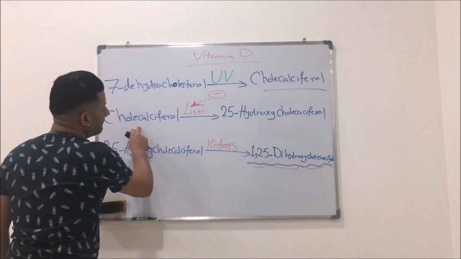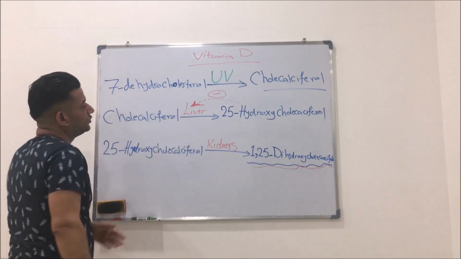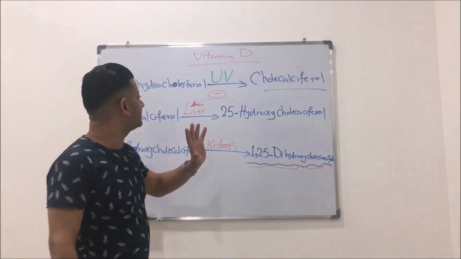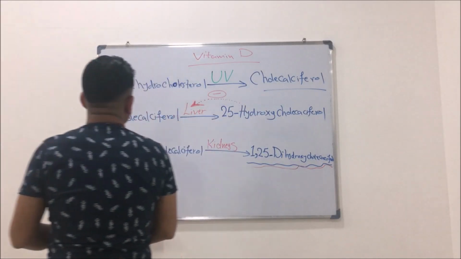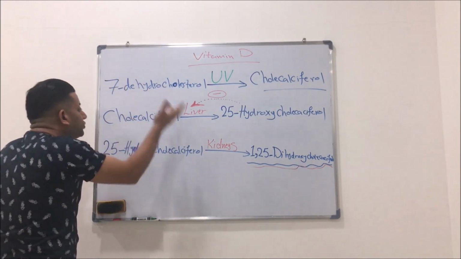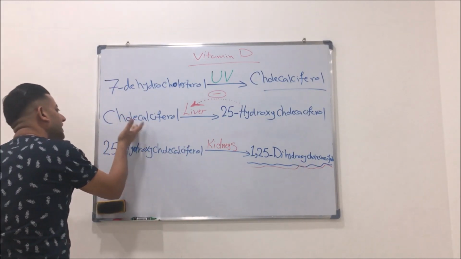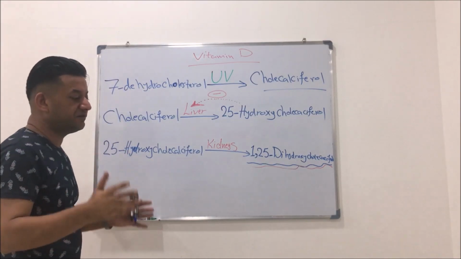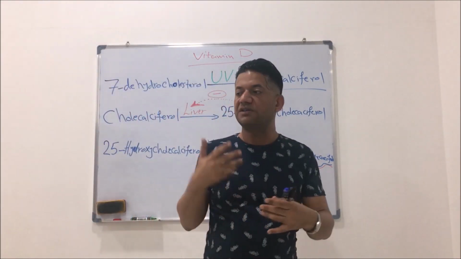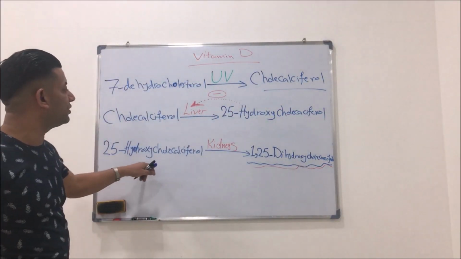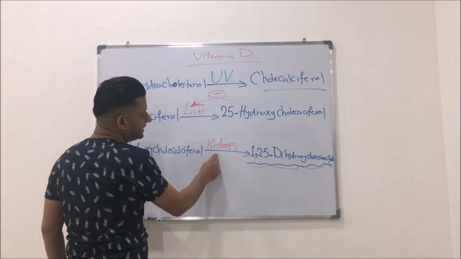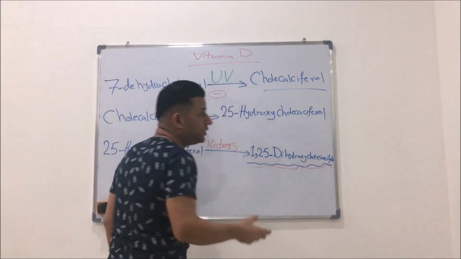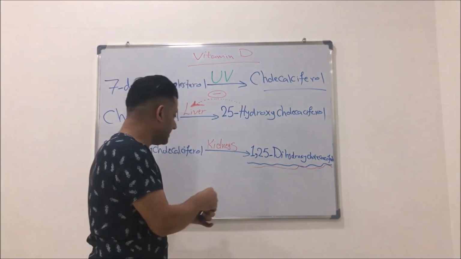So cholecalciferol is activated within the liver to become 25-hydroxycholecalciferol. And this compound, as we have mentioned before, has an inhibitory effect on the liver itself, causing inhibition of the liver to not activate more cholecalciferol, and we have mentioned why. This form of vitamin D is also inactive and needs a second step of activation. So 25-hydroxycholecalciferol is further activated by the kidneys to become 1,25-dihydroxycholecalciferol, which is the active form of vitamin D.